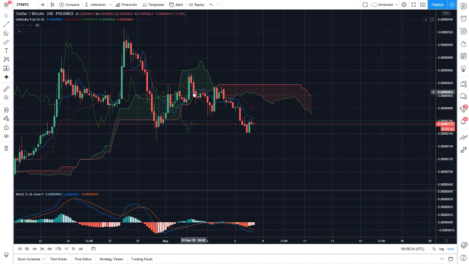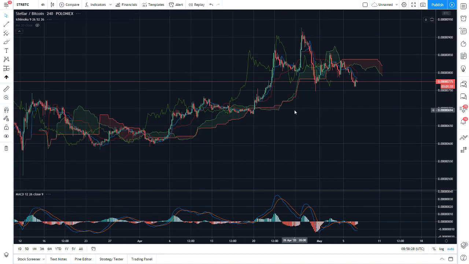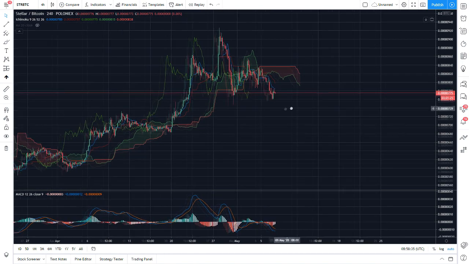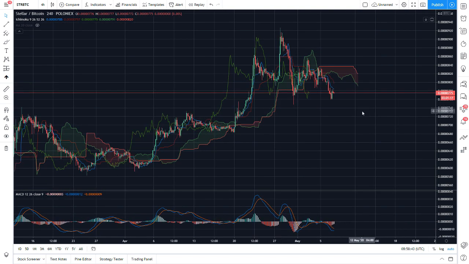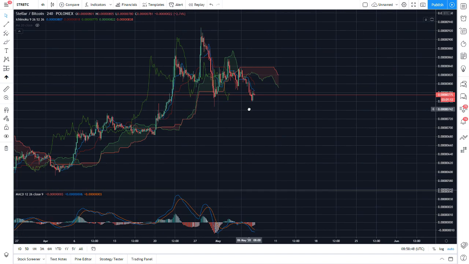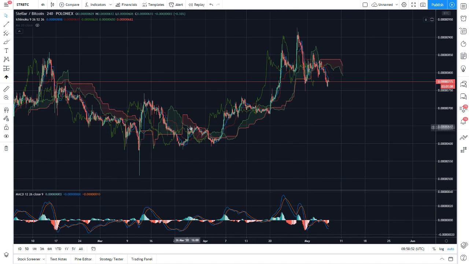So we had quite a good run, but now let's be honest, there was need of some correction. We just can't go up every day. So Stellar had been going up ever since it touched 594 sats on Poloniex and pretty much every other exchange out there. So right now we are under this cloud, red cloud, which normally acts as resistance. We have seen this in the past as well.